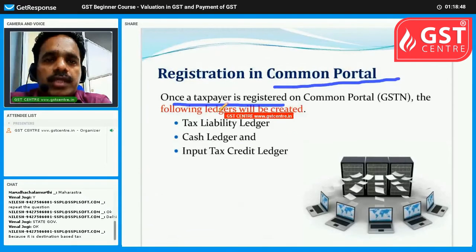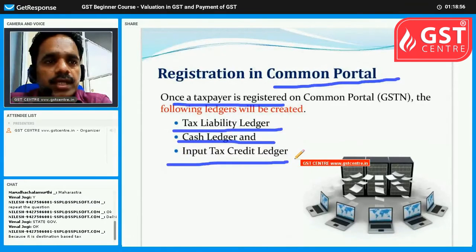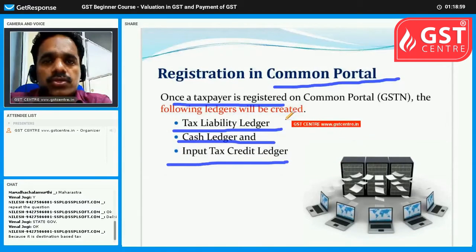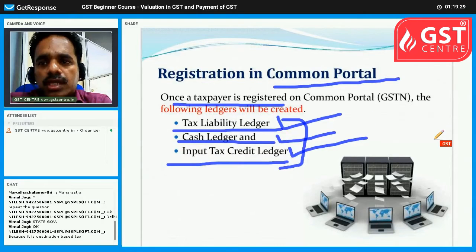After registering on the common portal, the taxable person will get three ledgers: the tax liability ledger, the cash ledger and the input tax credit ledger. Tax liability ledger means it will show the total liability of tax that is to be paid by the taxable person. Cash ledger means it will include all cash received as well as TDS and TCS. Then the input tax credit ledger is the credit of input tax paid on purchase of goods or services. So there will be three ledgers.